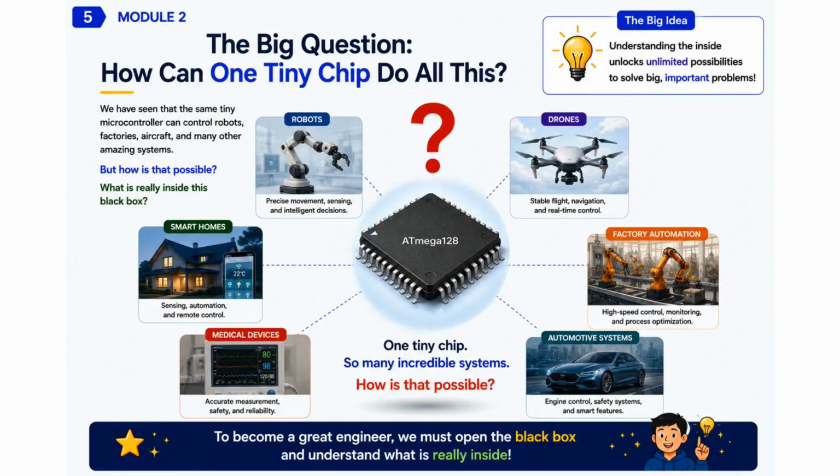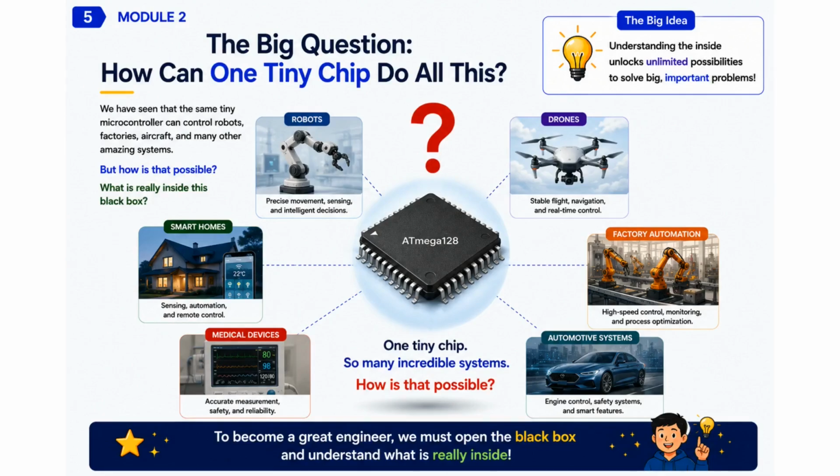It can fly drones, performing navigation and real-time control hundreds of times every second. It can run factory automation systems that monitor processes and coordinate machines with incredible precision. And it can support modern automotive systems that manage engines, safety features, and smart technologies. One tiny chip. So many incredible applications.